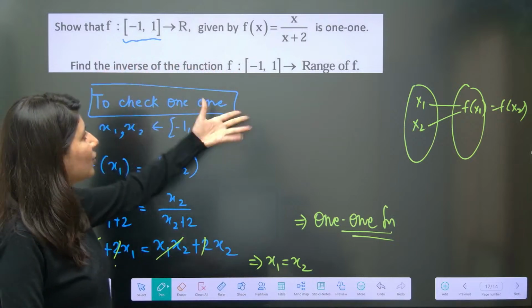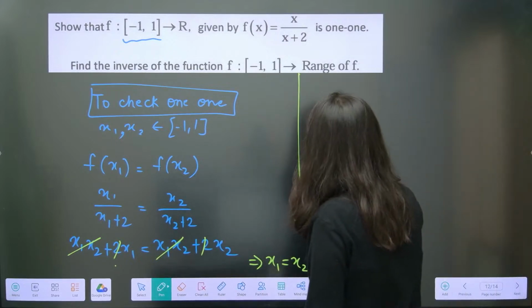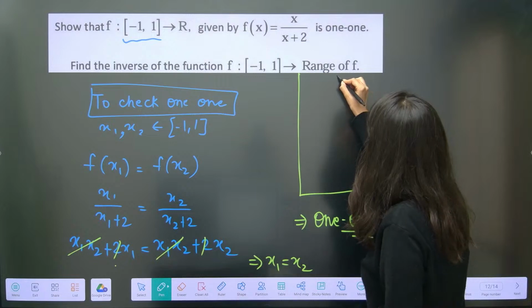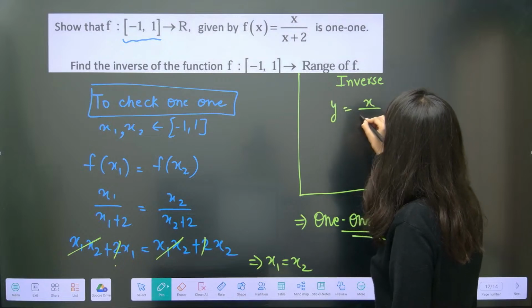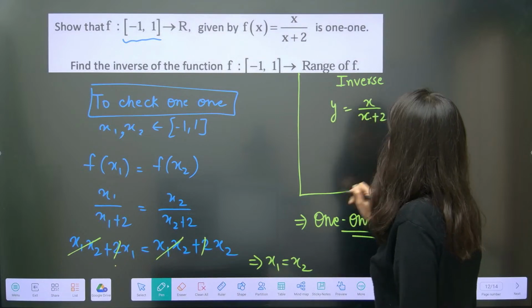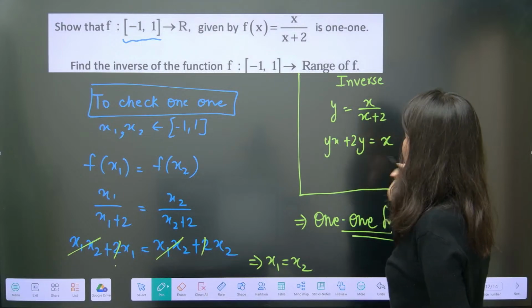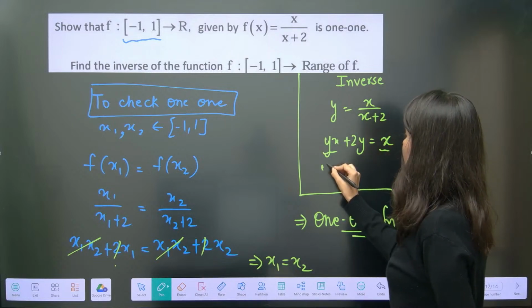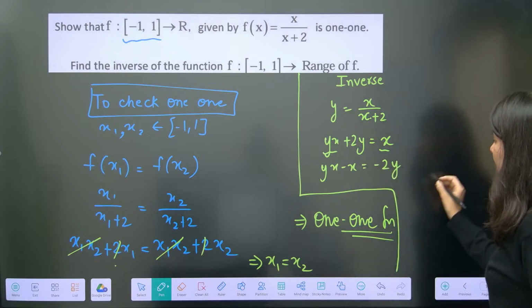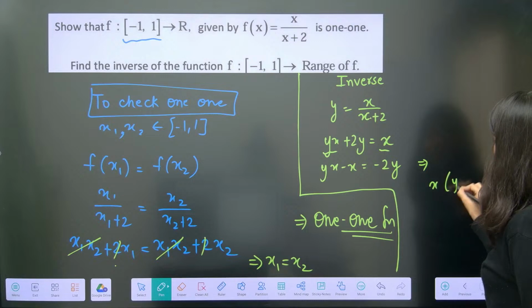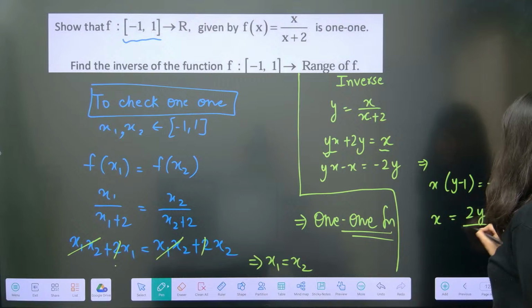Now we have to find the inverse of the function. I have already told you, the steps are fixed. Step number 1: to find the inverse, first make y equals x upon x plus 2. Now yx plus 2y is equal to x. Now take all the terms having x together and y on the other side. Take x common: x(y minus 1) equals minus 2y. So x is equal to 2y upon 1 minus y.